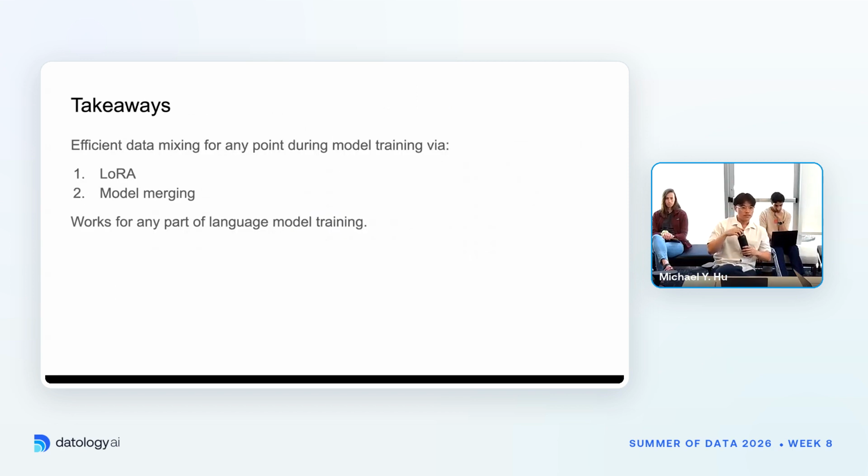Okay, so takeaways. With this algorithm, you get ideally efficient data mixing at any point during model training, and the two tricks are using LoRA and then doing some model merging. Can I ask one last question? Yes, please. If I ask you to list the benefits of using LoRA here instead of full fine tuning, apart from compute, now we want to list all the hypotheses we have for why it works with this LoRA.